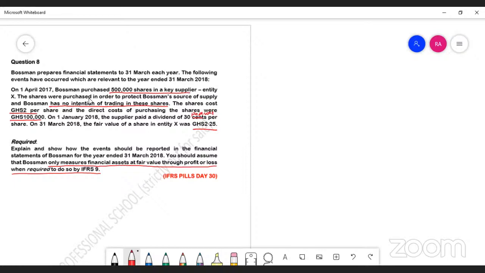Under IFRS 9, it is compulsory to measure a financial asset at fair value through P&L if it is an equity investment held for trading. If it is not held for trading, then it is not compulsory. But it's the policy of the entity to recognize an equity investment at fair value through P&L only if it is compulsory. So now that it is not compulsory, we will not recognize it there. You understand? So this is what we'll do.